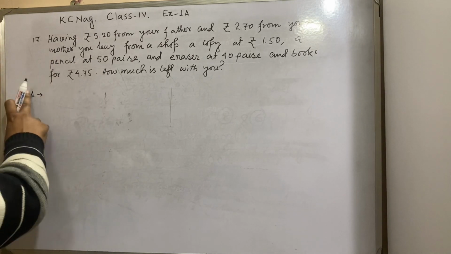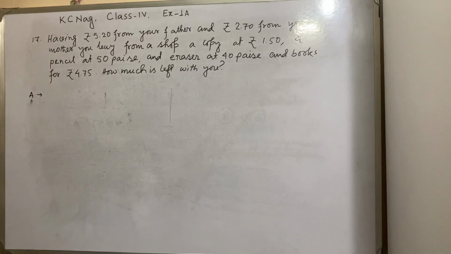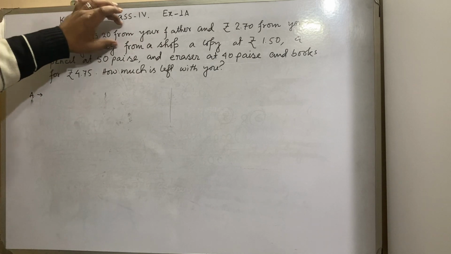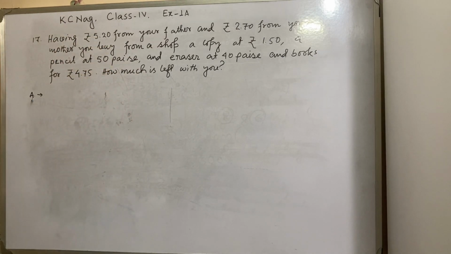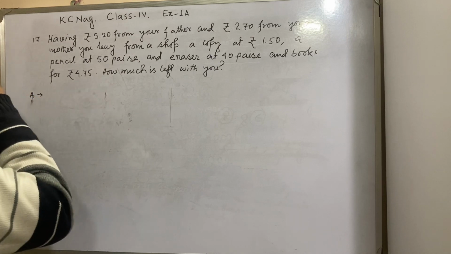Let us read out the question once again. That is, having rupees 5.20 from your father and rupees 2.70 from your mother, you buy from a shop a copy at rupees 1.50, a pencil at 50 paise, an eraser at 40 paise, and books for rupees 4.75. How much is left with you? Okay. So it is a two part. In one part, you are collecting the money, and in the other part you are expensing the money. So, how much you have collected?